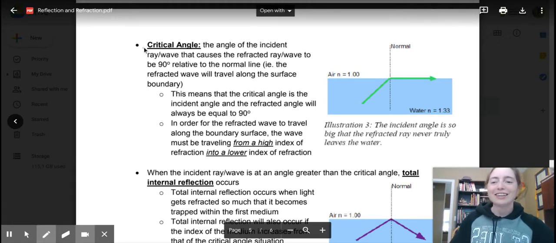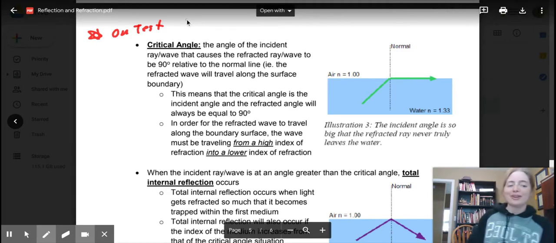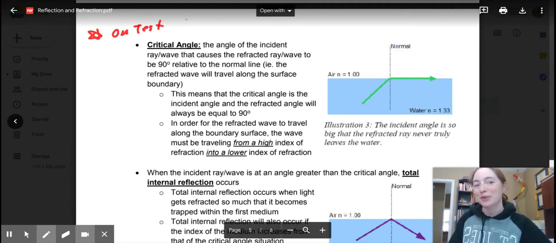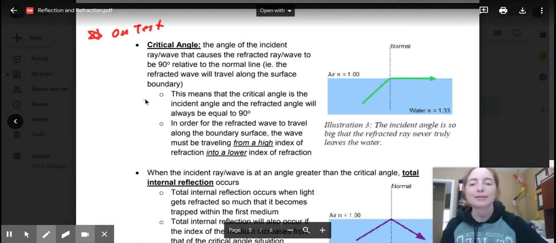Okay, so ladies and gentlemen, if we had a diploma exam, I would put a star here and write on test, because back in January, there was a critical angle question on the last diploma, but we don't have a diploma exam. Okay, so what the critical angle is, ladies and gentlemen, it is our incident angle.